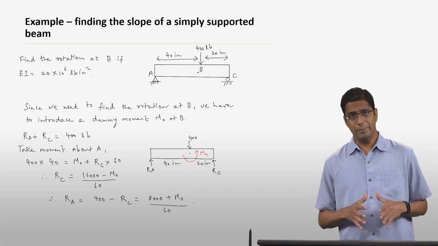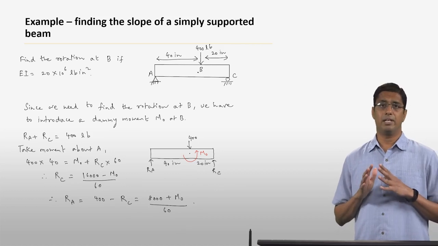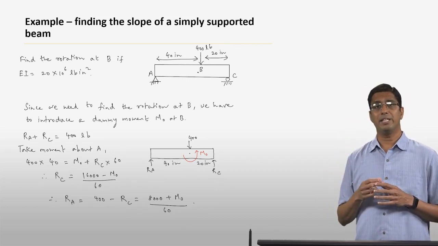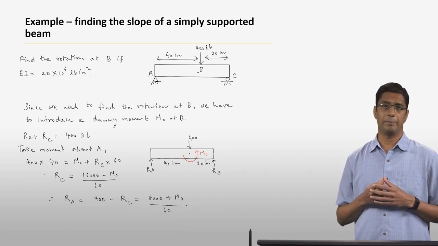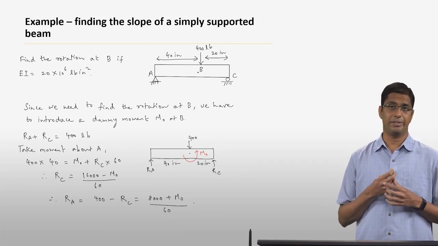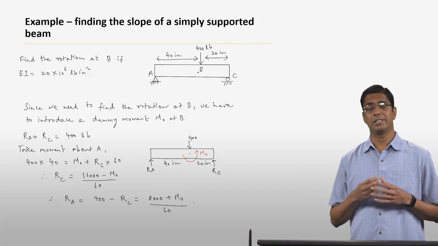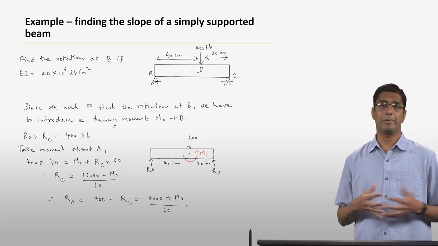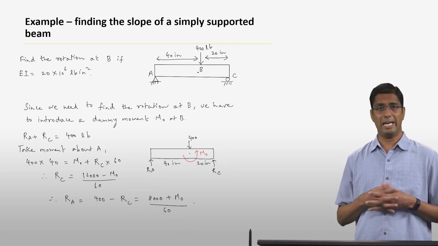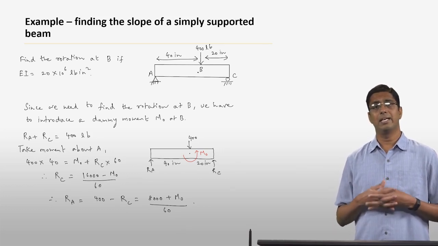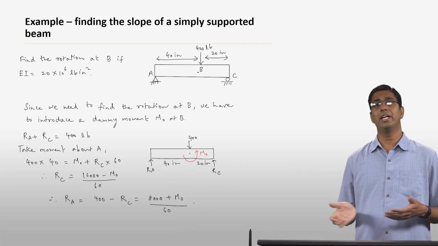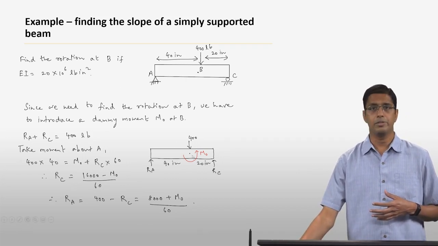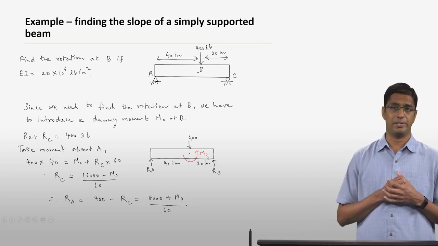Now, in this particular problem, we have a force of 400 pounds acting at point B, but we are not asked to find out what the deflection at point B is. We are asked to find out what the rotation is, which means that you essentially have to assume a dummy moment at point B. So that dummy moment in this case, I assume to be m0. And I am assuming that this m0 is in the counterclockwise direction, as it is shown here.